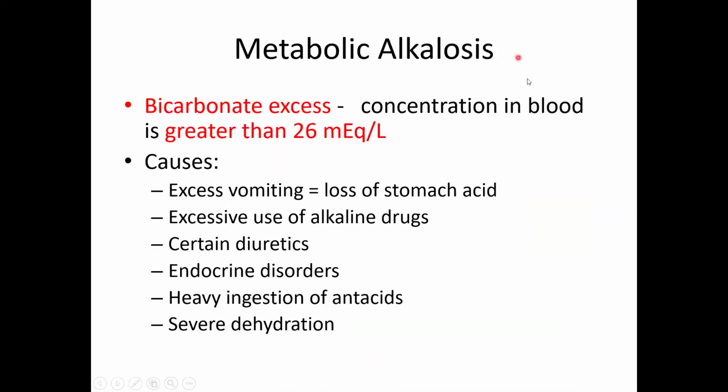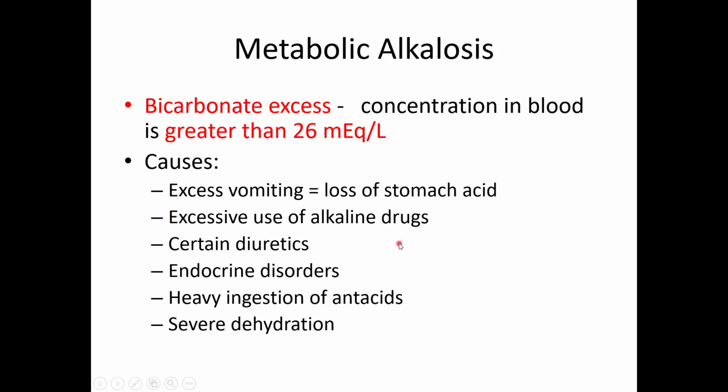Then metabolic alkalosis. This is due to bicarbonate excess. In respiratory alkalosis, we discussed metabolic acidosis. There was deficiency of bicarbonate, but in metabolic alkalosis, there is excess of bicarbonate. Concentration is greater than 26. Causes are vomiting and loss of stomach acid. In vomiting, stomach acid is lost and bicarbonate concentration increases.